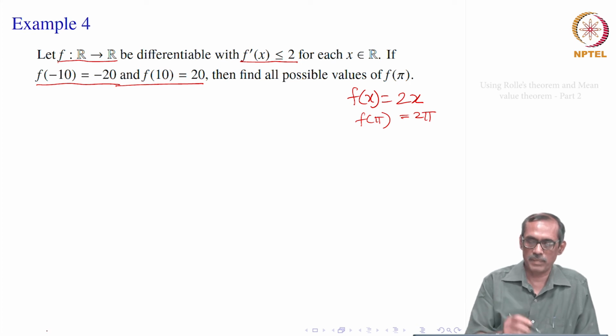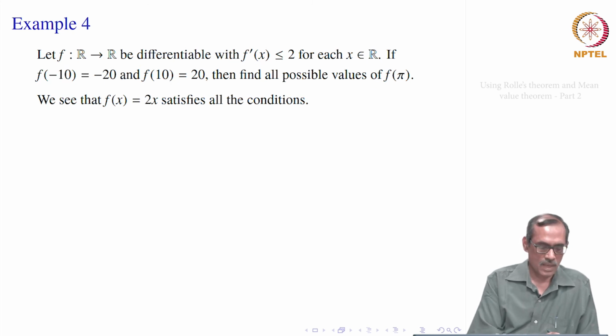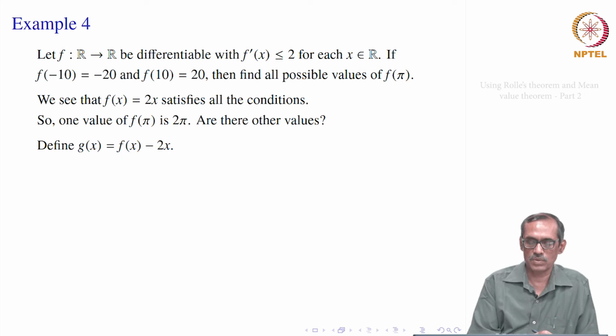Now, you see f prime x is less than or equal to 2. So, it does not look like we will get another value. Okay, let us try and see what happens. So, first thing is f of x satisfies this, so we get f of pi as 2 pi as a possible value. Now, we want to show that this is the only value. So, our guess was f of x equal to 2x.